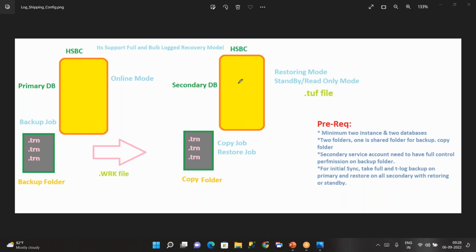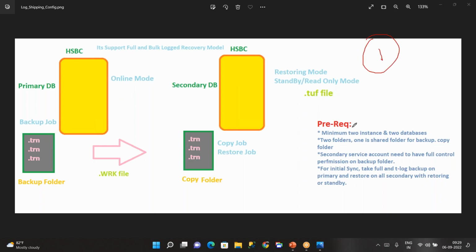You can keep n number of secondaries, but to configure log shipping, at least minimum 2 instances, 2 databases.